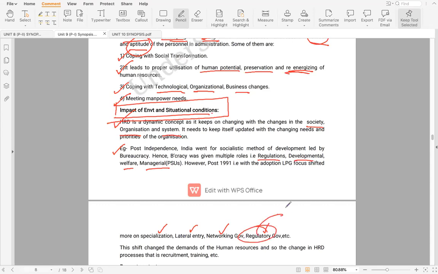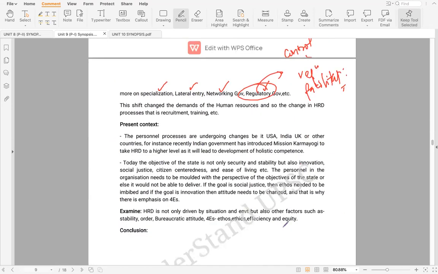And you can say that today, moving away from control to regulation, we have to now move to facilitation, right? So the changes are constant and keep on coming in, and therefore we need to shift our human resources in such a manner as well. So this shift changed the demands of the human resources, and so the change in HRD processes, that is recruitment, training, etc. Bring about some present context. The personnel processes are undergoing changes, be it USA, India, UK, or any other country. For instance, recently, the Indian government has introduced Mission Karmayogi to take HRD to a higher level, as it will lead to development of holistic competence.